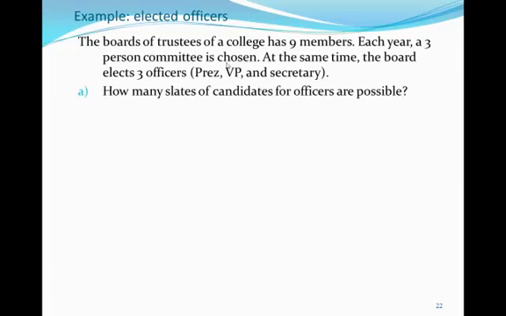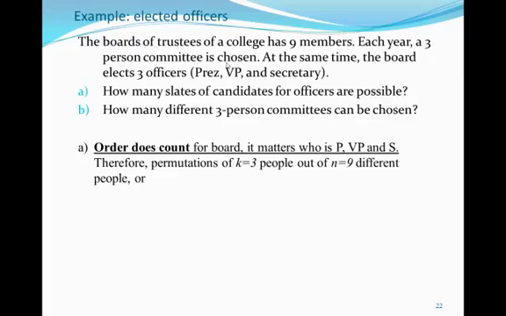Let's take a look at an example. The board of trustees of a college has 9 members. Each year, a 3-person committee is chosen. At the same time, the board elects 3 officers: president, VP, and secretary. A: How many slates of candidates for officers are possible? Here, we pick 3 persons out of 9 members, 3 officers out of 9 members. And for those 3 officers, order matters. President, VP, and secretary have different ranks, so definitely the order of the 3 officers matters.